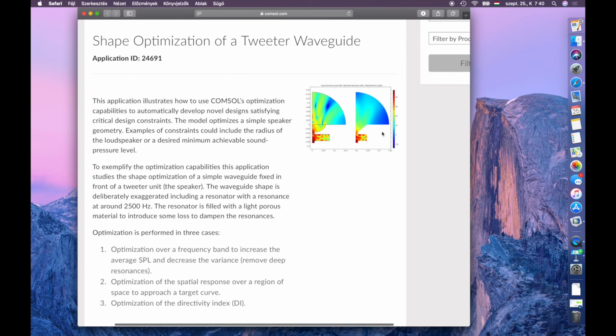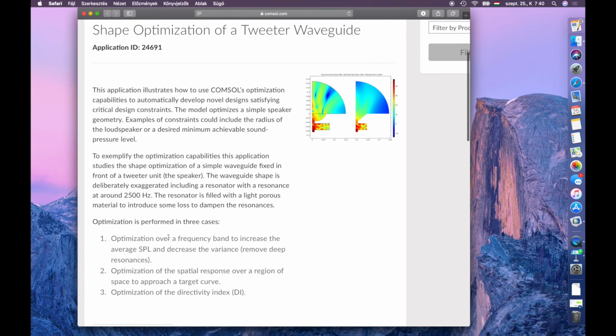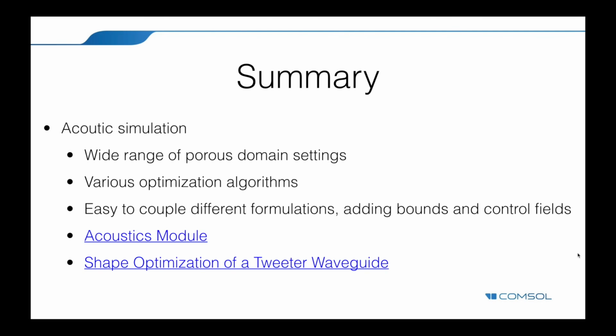Here on the right hand side you can see the initial design, and on the left hand side you can see the so-called optimized design. So here there are three different cases. One is for optimizing over a frequency range to increase the average sound pressure level and decrease the variance. That's exactly what we did here. Second one is the optimization for spatial response, and the third one is the optimization for directivity index. So you can use this one as a quick guide to this optimization module combined with the acoustics module.